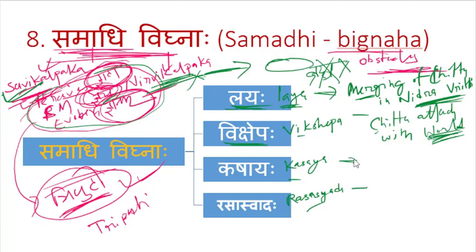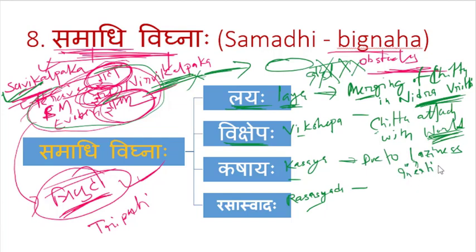Kashaya means what? Kashaya is very simple. Even though these two are absent, these two meaning Laya and Vikshepa are absent, Chitta cannot attain Brahma due to some laziness or some uneasiness. Here also it cannot attain due to what? Laziness or inertia.